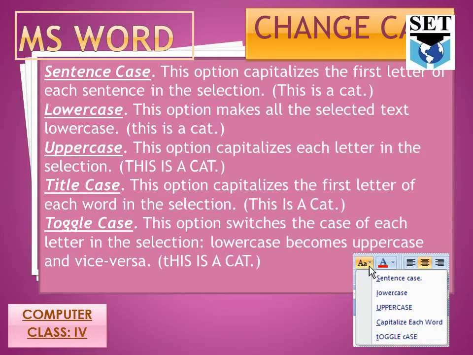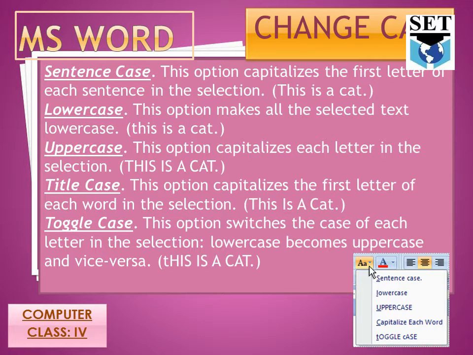The third case is uppercase. This option capitalizes each letter in the selection. It means that the whole sentence will be written in the capital ABC, which is called uppercase. Look at the sentence. This is a cat. The whole entire sentence is written in the uppercase. The next case is title case. This option capitalizes the first letter of each word in the selection. This is a cat. The first letter of each word is a capital letter.